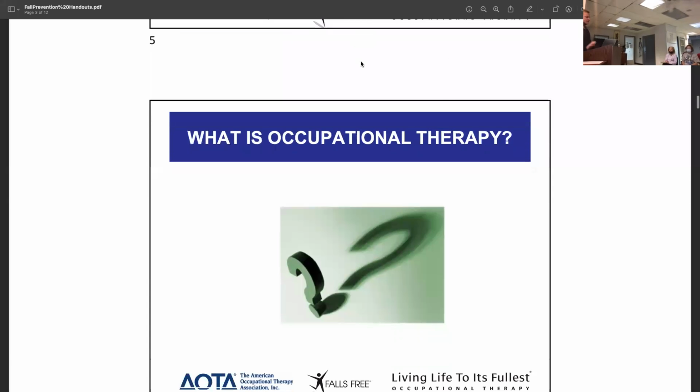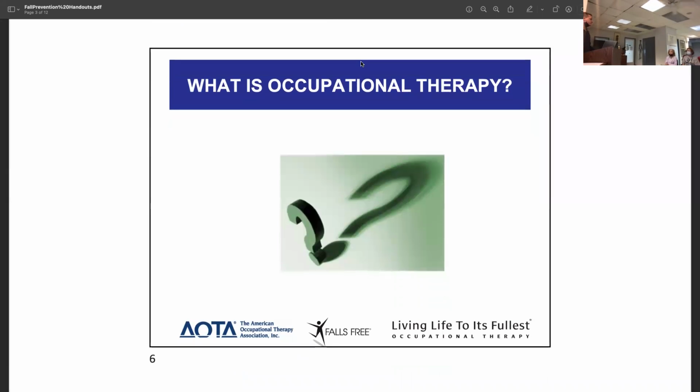So now that you have a better understanding of why most falls happen, let's talk about the role of occupational therapy to help with fall prevention efforts. But before we do this, let's begin with a question. Does anybody know what occupational therapy is? No? Okay. Has anybody ever worked with an occupational therapist before? You have. Nice. A few people.